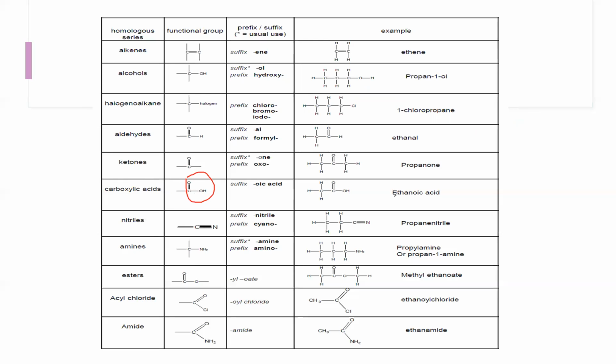2 carbon atoms are there, that's why it is eth. They have a single bond between them, so it's an. And due to this C double bonded with O and OH, it is oic acid.